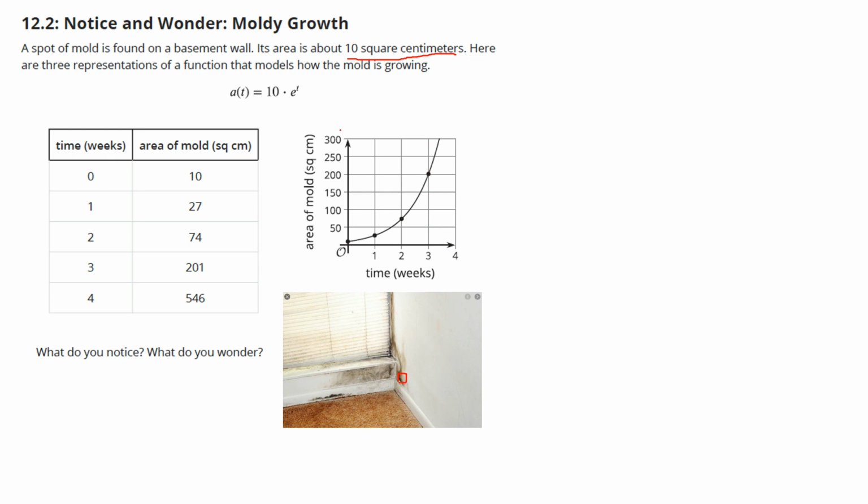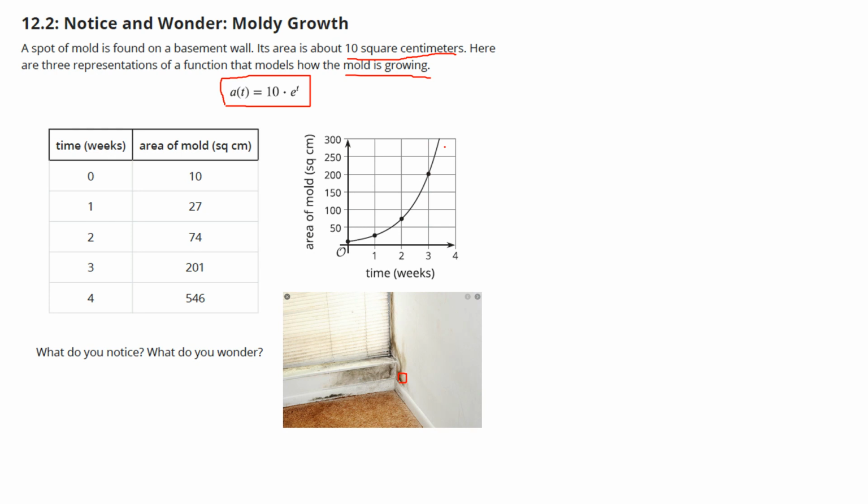So here are 3 representations of a function that models mold growing. Mold grows after time, especially if you don't get rid of it. Here they give us this equation: A of t is equal to 10 times e to the t power. 10 is our initial amount. E is our growth factor to the t power, which is time. So after 0 weeks, we have 10. After 1 week, we have 27. And now we have this graph. Now you're going to get a chance to type in what you notice and what you wonder about this scenario. Go ahead and do that now.